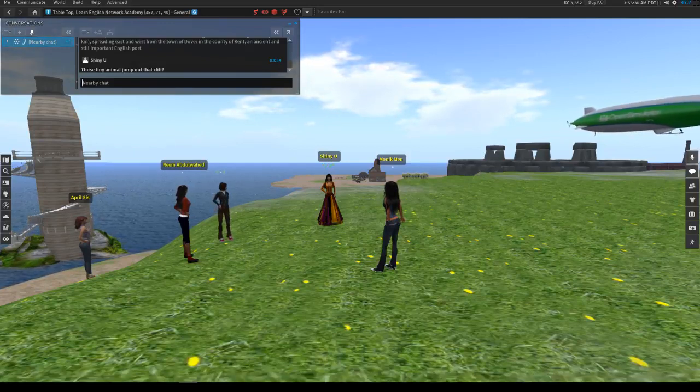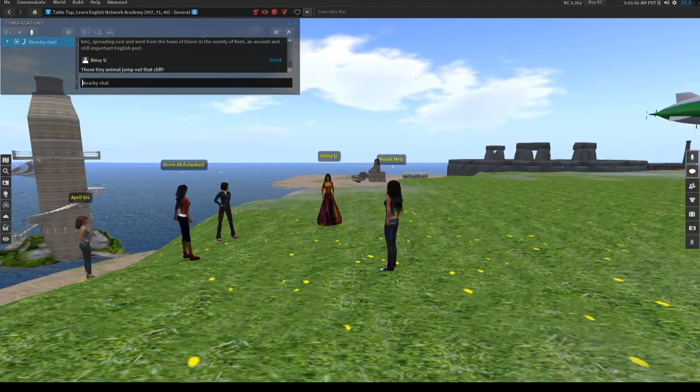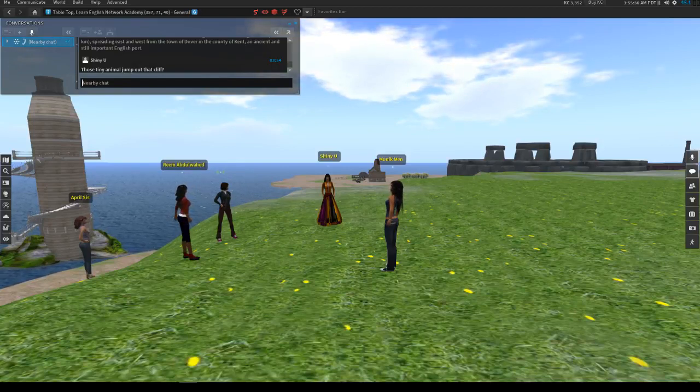Very good. Yeah, if you take a ferry from France, from Calais, it will go to Dover. And one of the first things you'll see as you're crossing the channel will be the White Cliffs. And then you know, oh, I'm nearly in England.